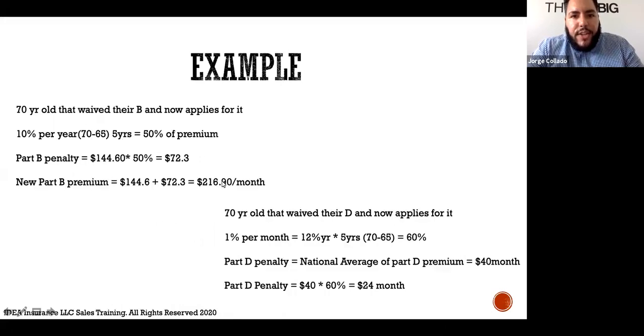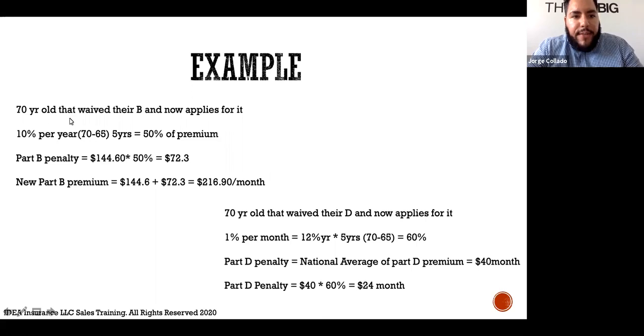This is just a quick example. So somebody that's 70 years old didn't get their Part B at 65 when they were supposed to get it, but now they need Part B. Now they have some conditions that they want to see a doctor and they want the Part B because they want to join an Advantage plan. I have these cases happen at least once or twice a year. Of course, they're going to be hit with a penalty.